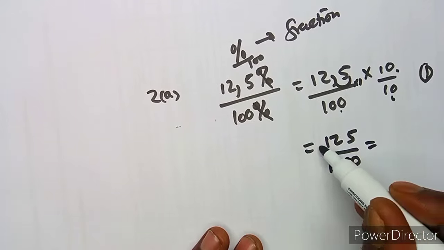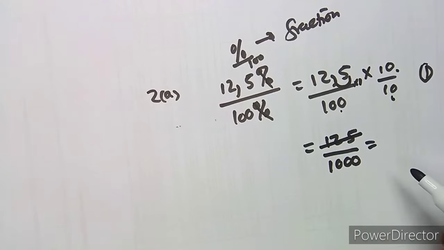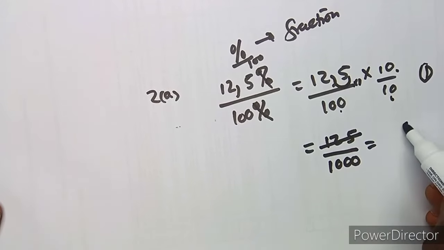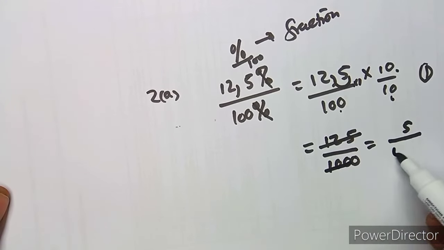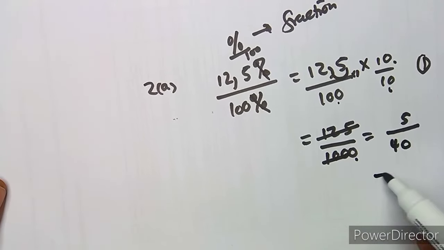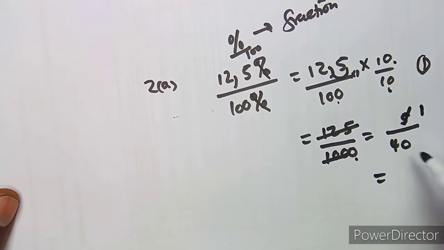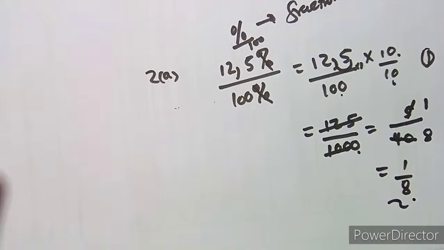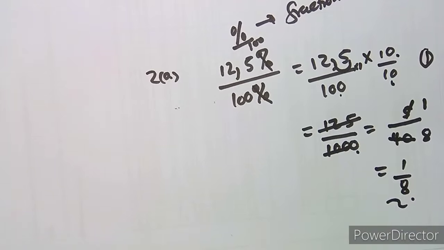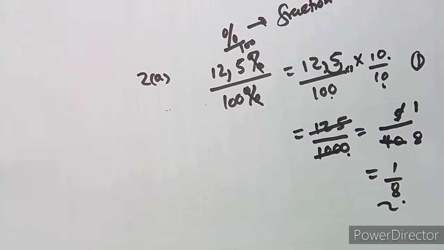So we can reduce by 25, because 25 into 125 is 5, and 25 into 1000: into 100 it's 4, into 0 it's a 0. Then you can reduce again by 5, that is 1, and 40 by 5 is 8. So that's what you're going to have as a common fraction: 1 over 8.